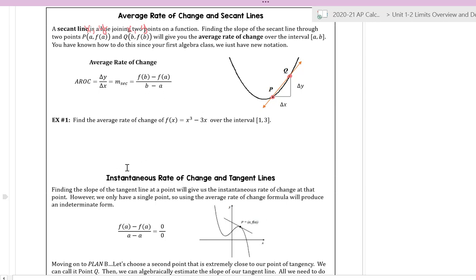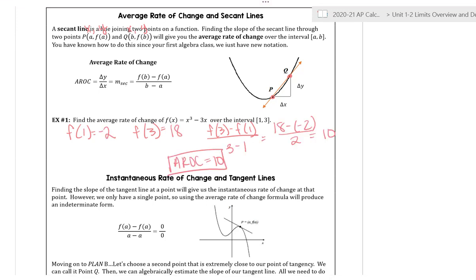I want you to pause the video for a second and find the average rate of change of this function over the interval. We'll need two things: f of 1 and f of 3. Then we plug them into that formula: f of 3 minus f of 1 over 3 minus 1. When I plug in a 1 and a 3, my outputs are -2 and 18 respectively. Plugging those into the formula, we get that the average rate of change is 10.